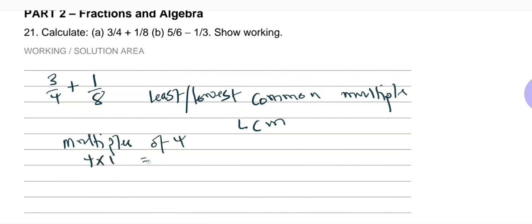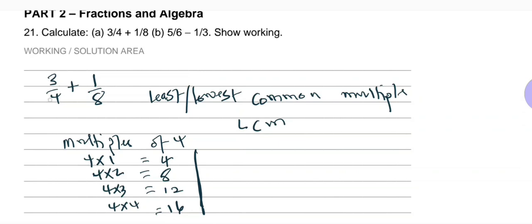4 times 1 is what? 4 times 1 is 4. 4 times 2 is 8. 4 times 3. 4 times 4 is what? 16. Are you seeing it? Okay. So these are multiples of 4. Have you seen it? Do you understand this? These are the multiples of 4.